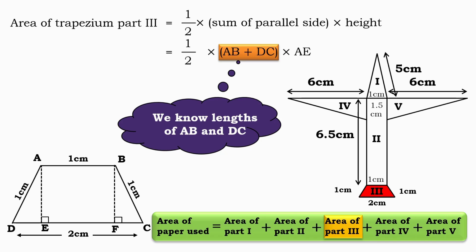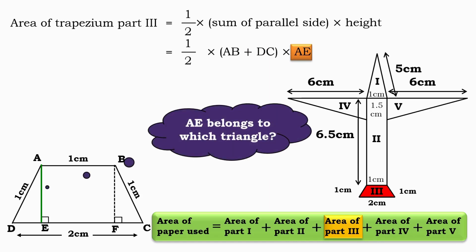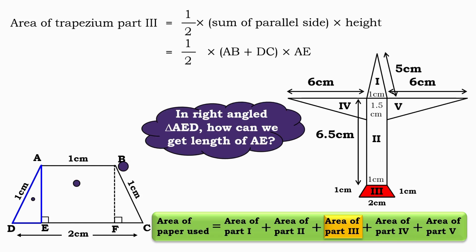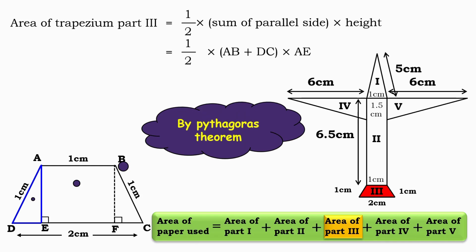And height we can take any value like AE or BF. Now we know the lengths of AB and DC, right? So AE belongs to which triangle? If you take a look, AE belongs to the right angle triangle AED, right? Now in right angle triangle AED, how can we get the length of AE? Let us take a look by using the Pythagoras theorem.